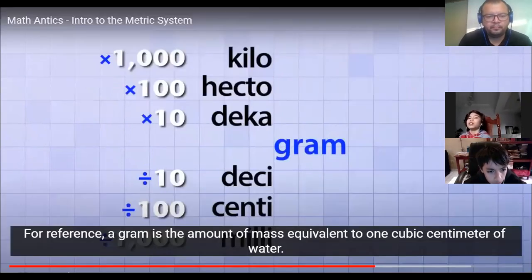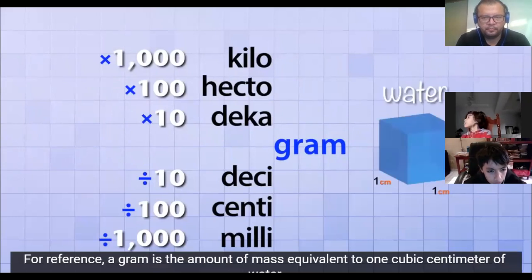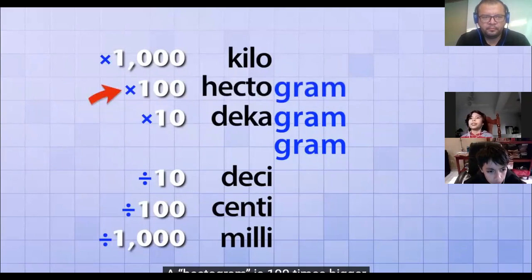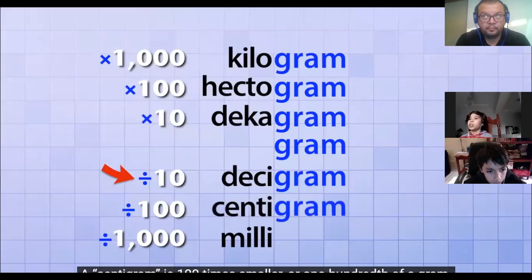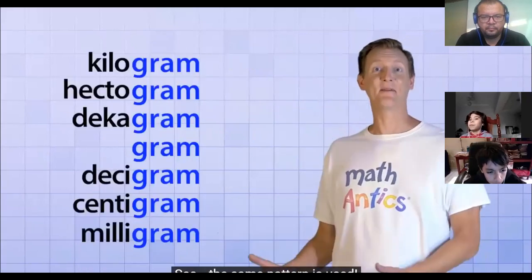For reference, a gram is the amount of mass equivalent to 1 cubic centimeter of water. A decagram is 10 times bigger than a gram. A hectogram is 100 times bigger, and a kilogram is 1,000 times bigger. And similarly, a decigram is 10 times smaller, or 1/10 of a gram. A centigram is 100 times smaller, or 1/100th of a gram. And a milligram is 1,000 times smaller, or 1/1000th of a gram. See, the same pattern is used.